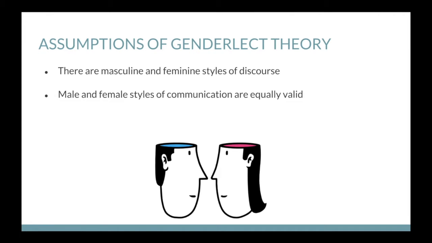There are two assumptions of Genderlect theory. The first is that there are masculine and feminine styles of discourse. This means that men and women communicate in ways that differ from one another. The second assumption is that male and female styles of conversation are equally valid. Just because they communicate differently does not mean that one style of communication is more effective than the other.